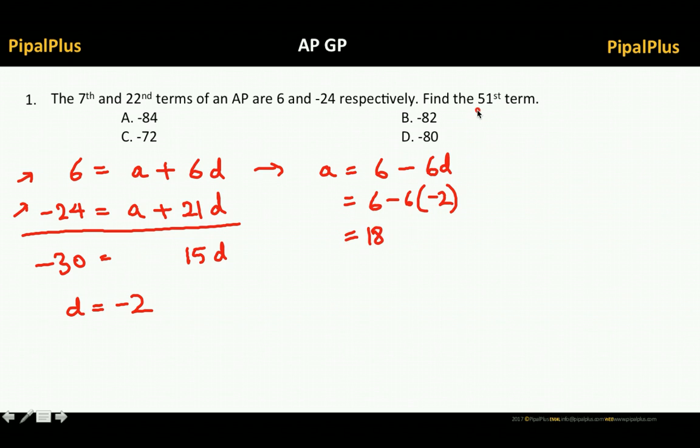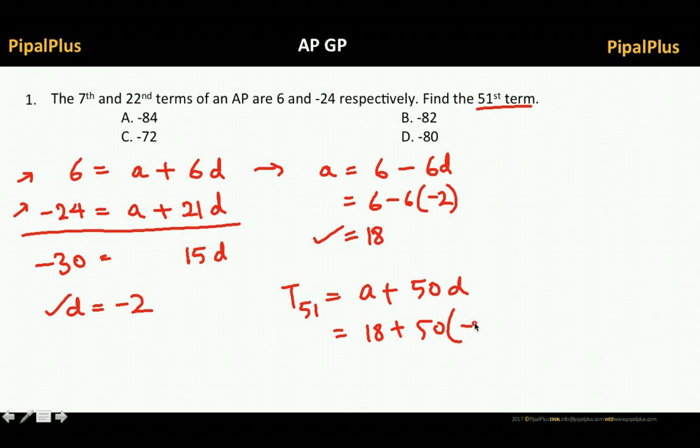So now if we are required to find the 51st term, we have a and we have d. So the 51st term is going to be a plus (51 minus 1), 50d, which equals 18 plus 50 times -2. So 18 minus 100 will give us -82. So that's the answer.